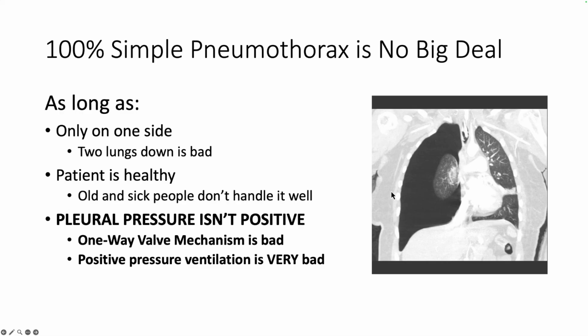That's because this pleural pressure isn't positive. But if we have some kind of a one-way valve, either through the chest wall or coming out of the lung here, and if we put the patient on any kind of positive pressure ventilation, that is very bad, because what will happen is this pressure inside the chest will go from 0 to slightly positive, and that's going to cause us a bunch of problems, and let's talk about why.